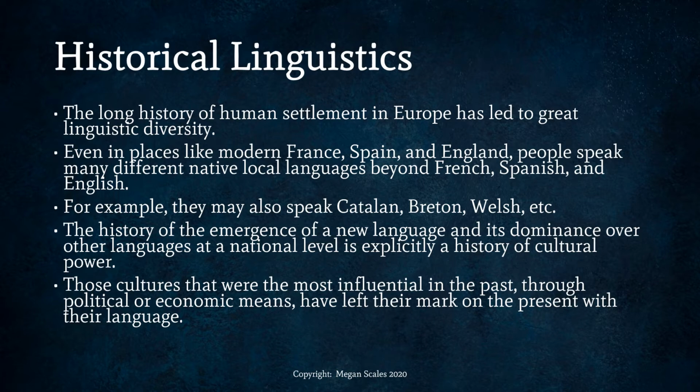So the history of the emergence of a new language and its dominance over other languages at a national level is explicitly a history of cultural power. So the culturally dominant or politically dominant winner gets to choose the language, and their language is usually spread and proliferated throughout the lands. So those cultures that were the most influential in the past through political or economic means have left their mark on the present with their language.